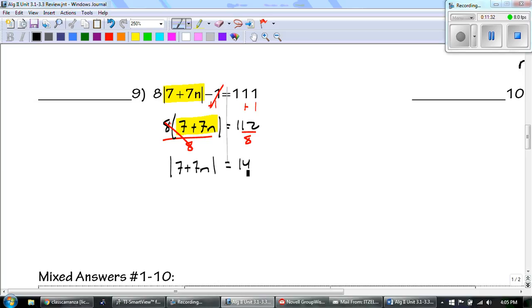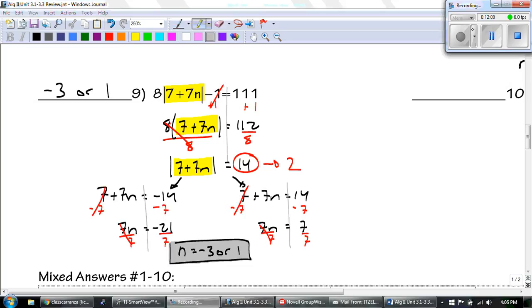Okay? So once again, I want you to do this on your own. Remember that 7 plus 7n equals a negative 14, and 7 plus 7n equals a positive 14, because the absolute value is by itself, and that's going to give us two solutions. Go ahead and pause the video and finish that one up. Okay, and we get n equals negative 3 or 1.